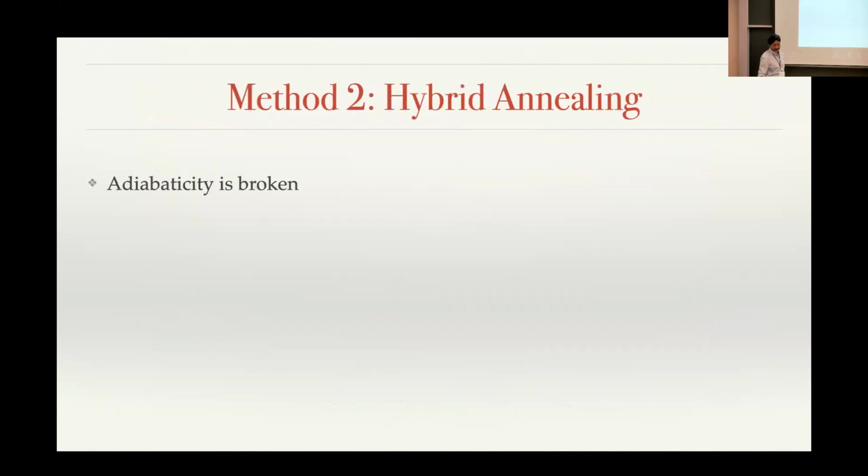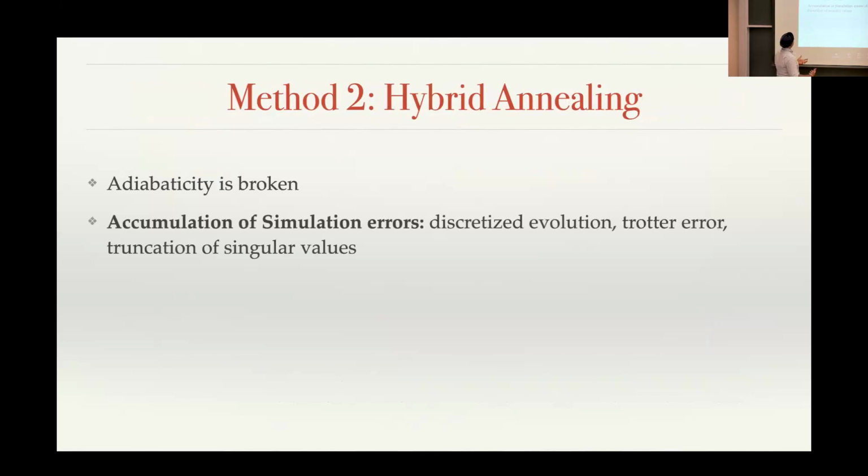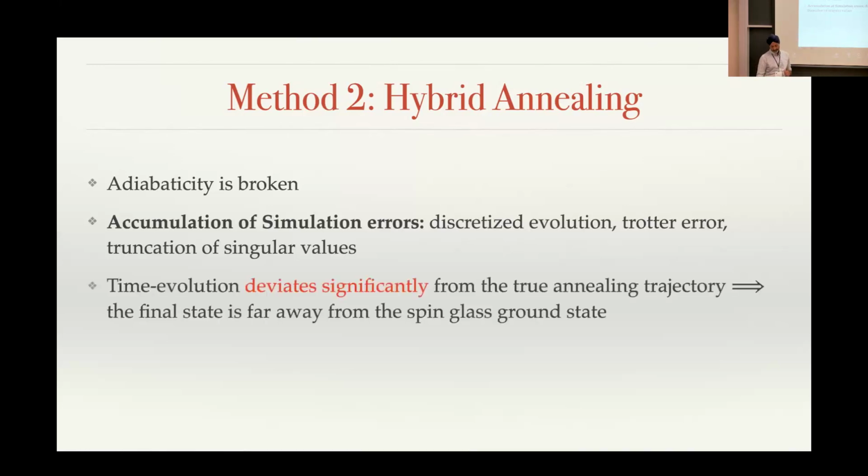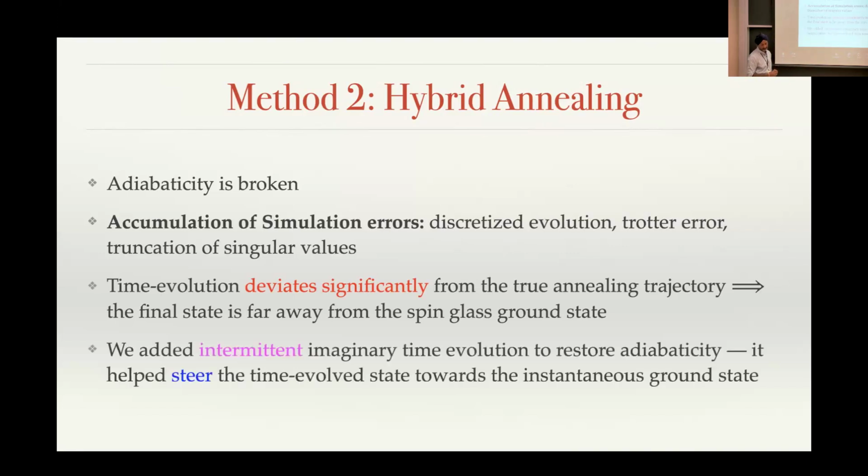The reason we traced it down to is basically just the breaking of adiabaticity, because of accumulation of simulation errors. There are several sources of errors here: discretized evolution, Trotter error, truncation of singular values. As a result, the time evolution does not stay close to the annealing trajectory and therefore doesn't converge to the ground state of the final Hamiltonian.